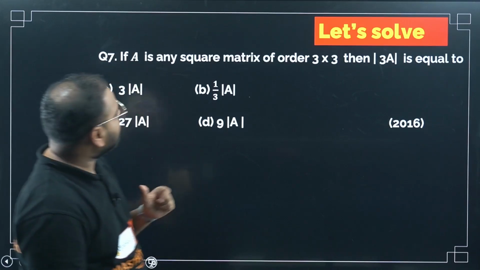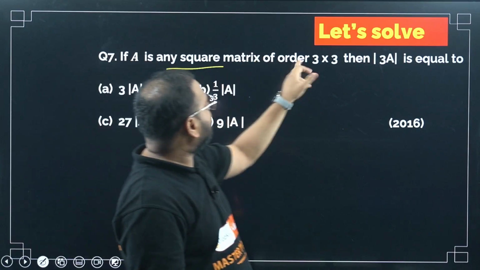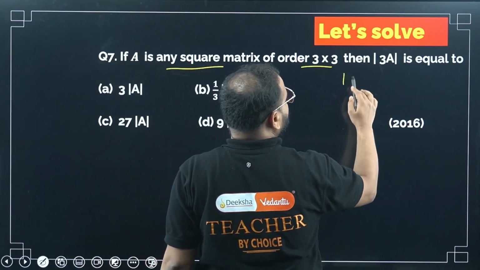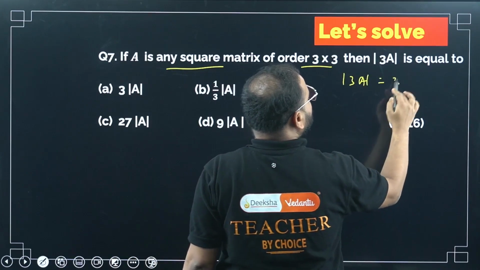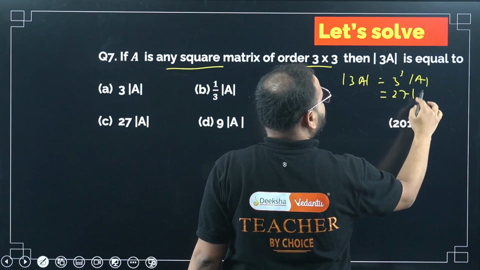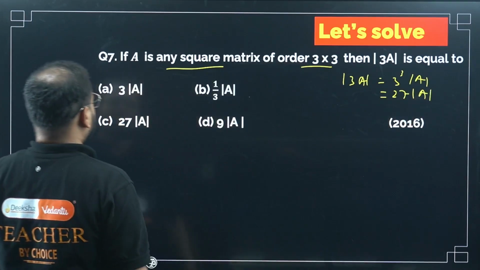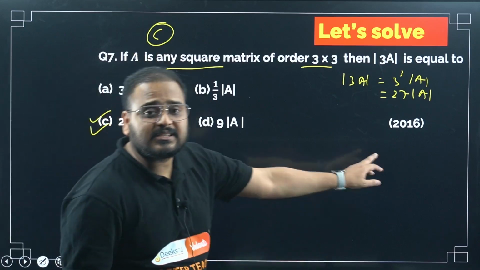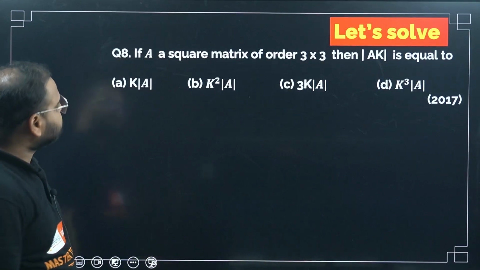Chaliye, karte hain. If A is any square matrix of order 3 cross 3, 3A. This is so easy, right? 3A will be what? Determinant of 3A simply would be 3 power 3, determinant of A, right? How much is that? 27 determinant of A. Is the answer one of them? C. Simple. Asked in 2016. Moving on.